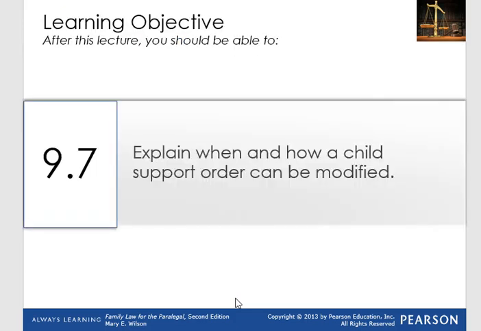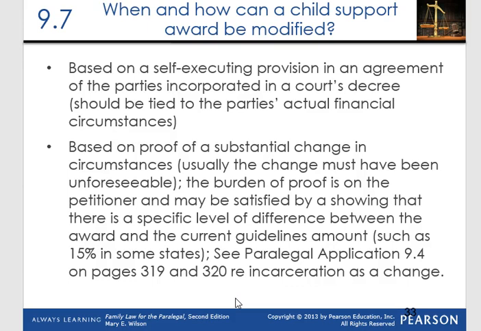Explain when and how a child support order can be modified. Based on a self-executing provision and an agreement of the parties incorporated in a court's decree, should be tied to the party's actual financial circumstances, can be modified based on proof of a substantial change in circumstances. Usually the change must have been unforeseeable. The burden of proof is on the petitioner and may be satisfied by a showing that there is a specific level of difference between the award and the current guideline amount, such as 15% in some states.